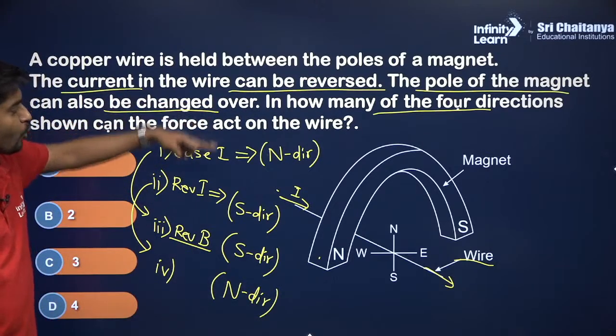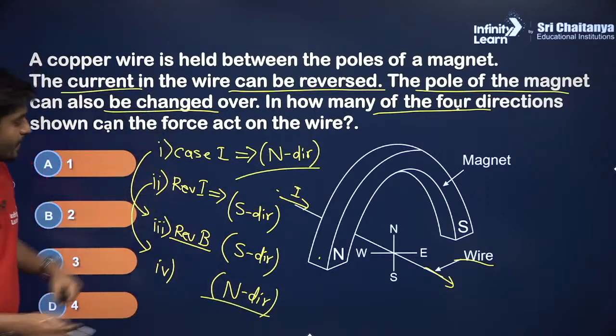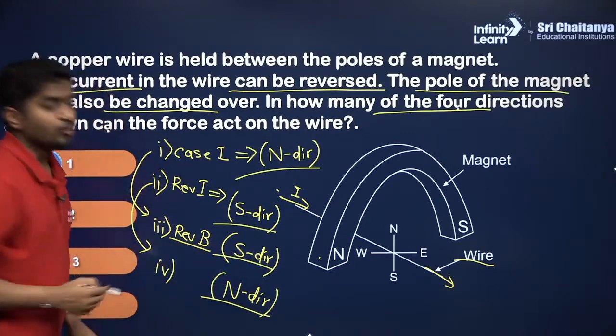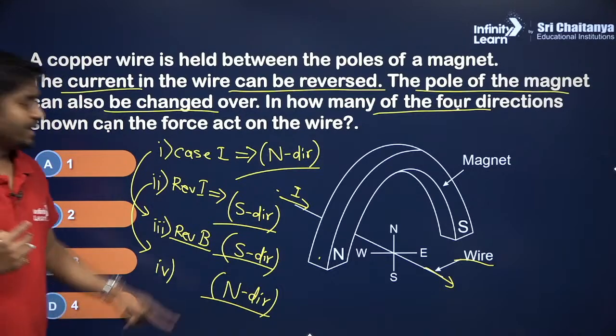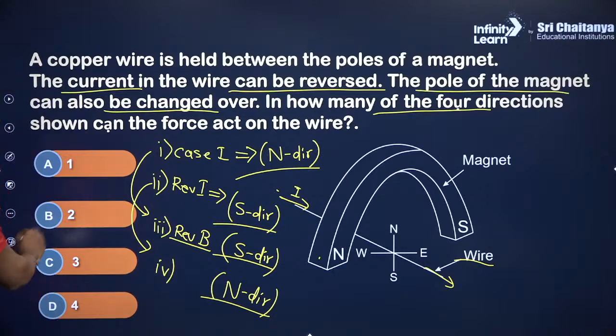So how many total directions? This is north, this is north, there is one direction only. This is south and this is also south, so again one direction only. So these are two different directions. So the answer is option number B. B is the correct option.